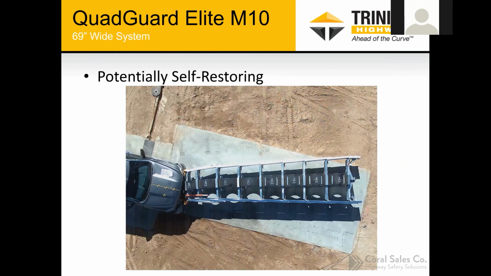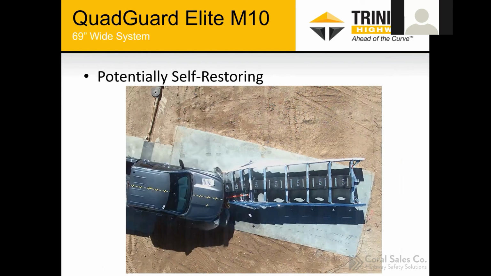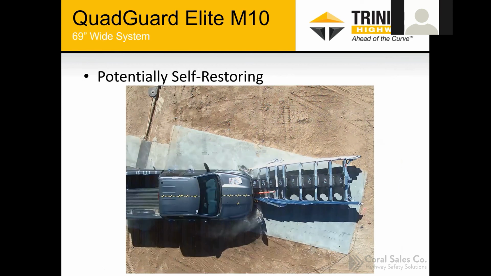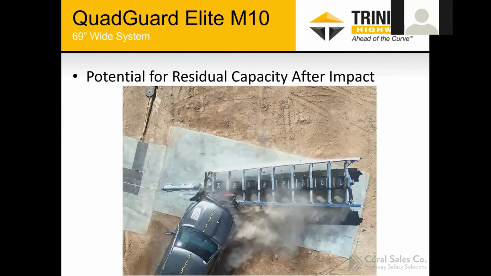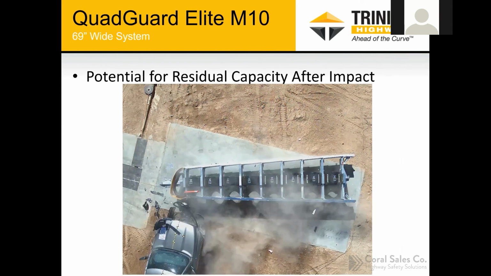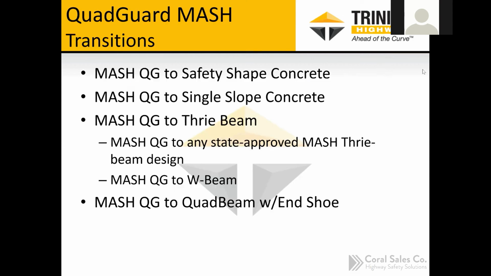So here you can see, again, a 5,000-pound pickup truck coming into it at 62 miles an hour. It absorbs the energy, brings that vehicle to a controlled stop, and then it pushes itself back out. So again, I think these crash tests are pretty impressive, and it's a feature that, to my knowledge, no other MASH product has at this time.